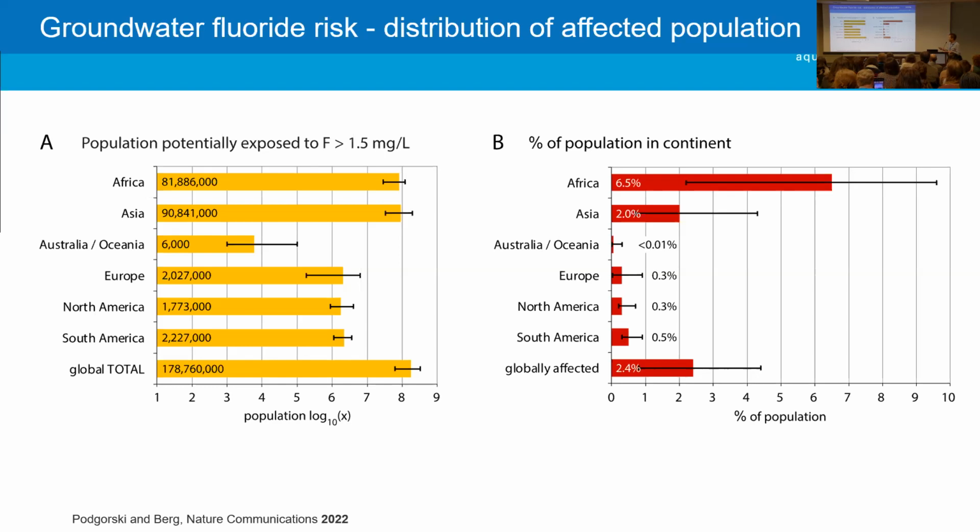And then on the right, this is just a comparison of the total number of people estimated to be exposed to high fluoride concentrations versus the total population of the country, not just those consuming groundwater, but the whole population. And on top comes Africa, at around 6%.